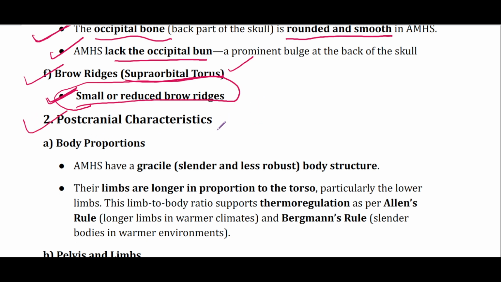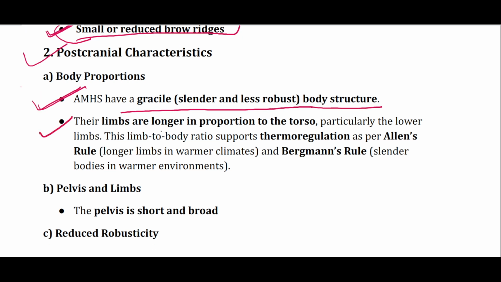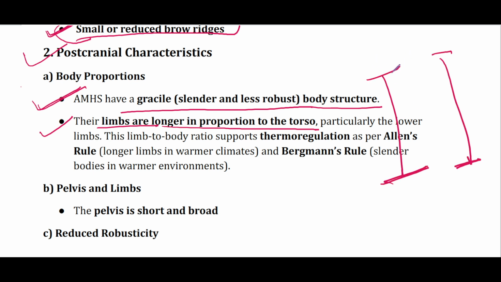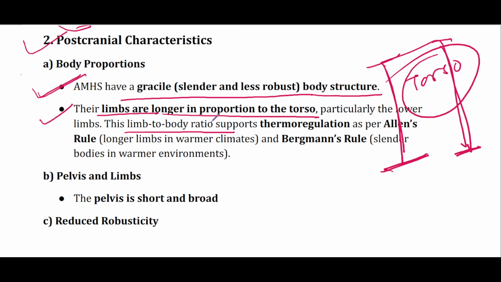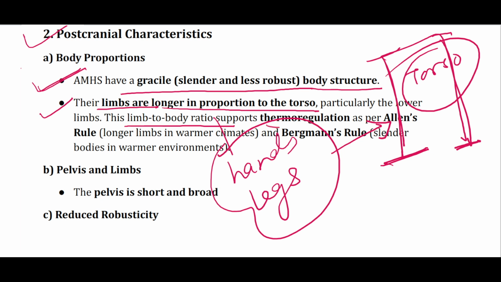Now let's talk about postcranial characteristic. So body proportions, the AMHS, they have gracile, slender and less robust body structure. Now this means that the limbs, हाथ और पैर जो है, are longer in proportion to the torso. Torso, the middle structure from the collarbone to the beginning of pelvic area. So this structure, it is known as torso. और AMHS में the limbs, हाथ और पैर, they are longer than this area. And now this limb to body ratio, which means the length of both hands and legs and the proportion of that to overall body, this ratio, it supports thermoregulation.